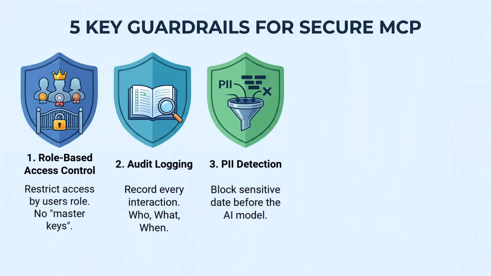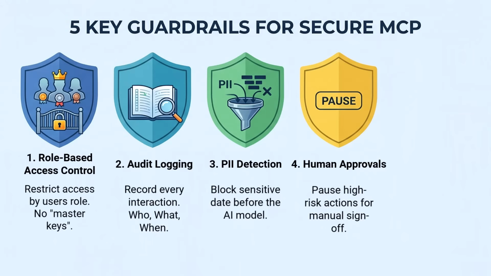Third, PII detection. PII stands for personally identifiable information. AI models are good at processing data. They're not good at recognizing when that data contains personally identifiable information and stopping themselves. PII detection at the MCP layer catches sensitive data before it enters the model, before it gets logged, trained on, or surfaced somewhere you didn't intend.